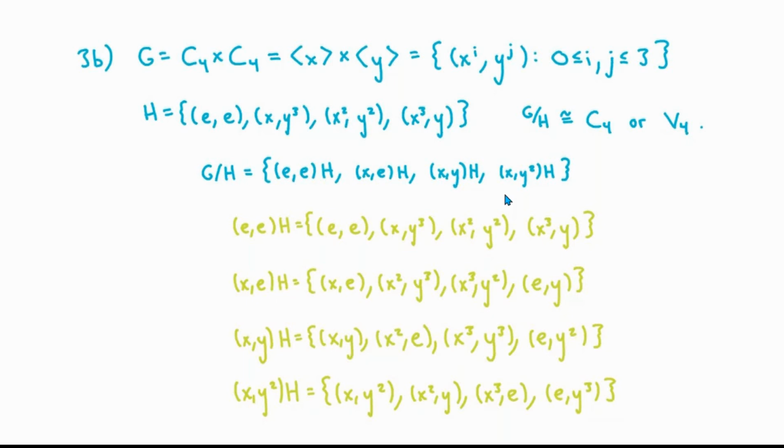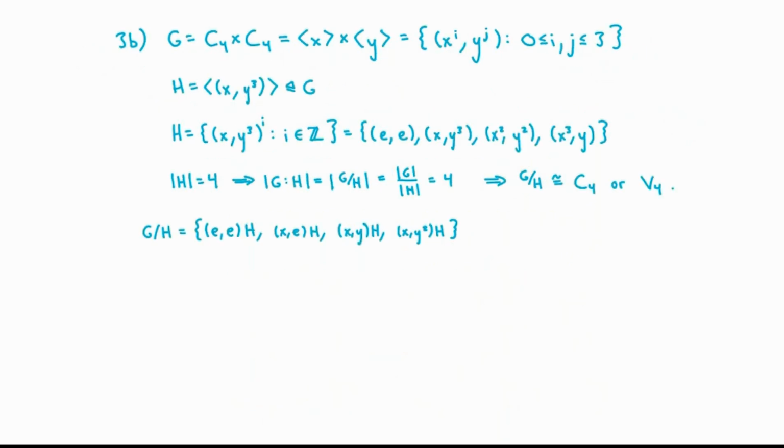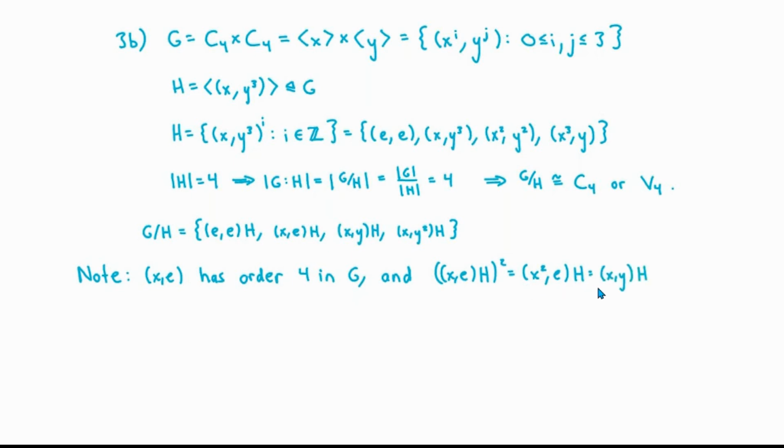Okay, well, now let's try to say something about the algebraic structure of this group. In order to do that, let's first of all note that the element xe has order 4 in the group G, which by our basic facts means that the coset xeH has order dividing 4 in the quotient group. Well, if we compute the square of that coset, we get that it's equal to x squared e times H, and x squared e times H is the same as the coset xy times H, but the important thing is that it's not the identity in the quotient group.